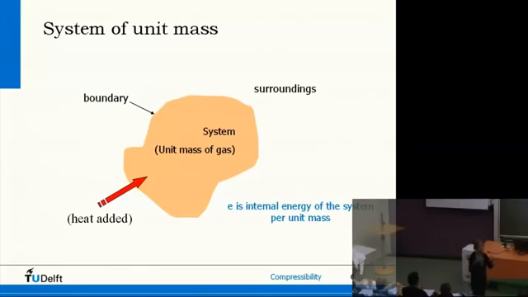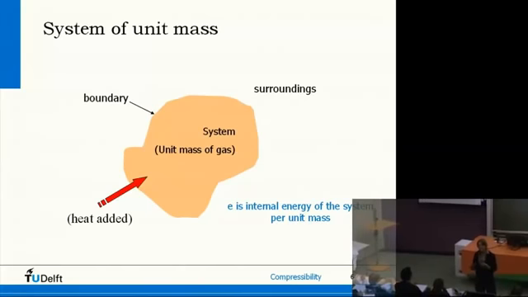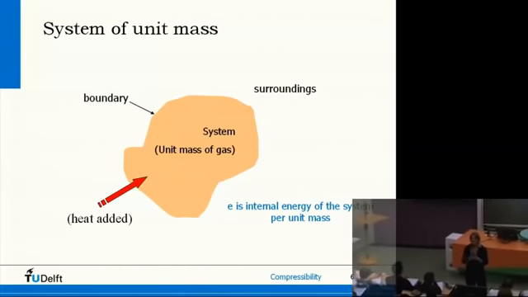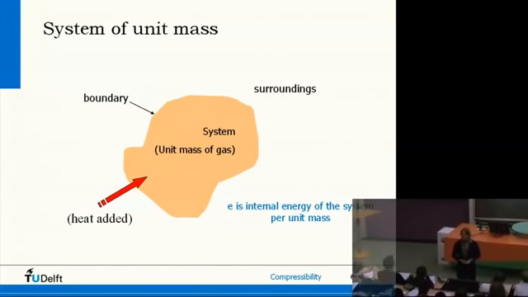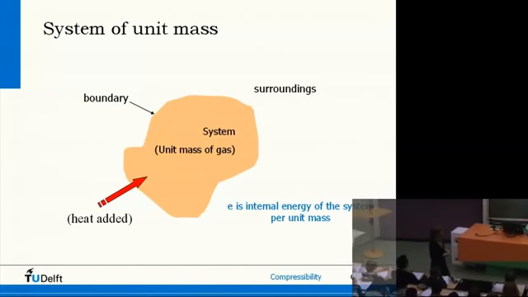Perform work on the outside, on the boundary, so push it in or pull it out, or heat it from the outside. So that's two ways that internal energy of this system can actually change. So heat added, that's the red arrow, or pushing in or out at the boundary.